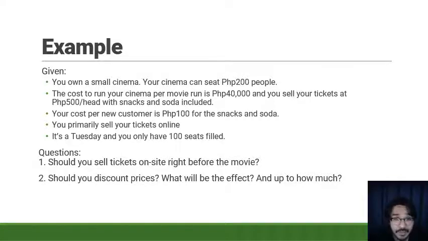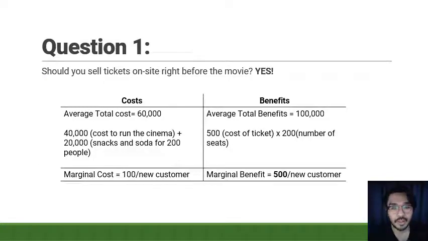So have you got your answers ready? Okay. So let's go to question one. Should you sell tickets on site right before the movie? And the answer is yes. It's fairly simple. When you think about the cost and benefit comparisons between how much it would cost you to run the whole thing relative to the benefits that you get, you can look at both the average total cost and average total benefits, and the marginal cost and marginal benefit.